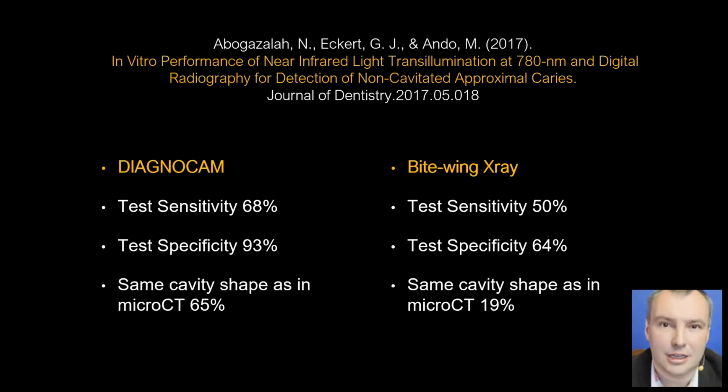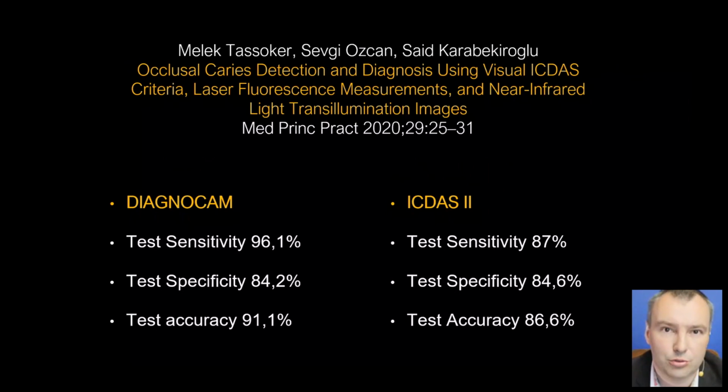According to class 2 cavities and non-cavitated approximal caries, DiagnoCam has better sensitivity and specificity than bite-wing X-rays, and much better. Also, cavity shape is much better explained and visible. So this is better than bite-wing X-ray, not only because it's non-invasive, but also because it's so much better in diagnostics. When thinking of visual examination and class 1 cavities, again, we get better results. Of course, there is never 100% accuracy, but this is as good as we can get when we think of dental treatment.